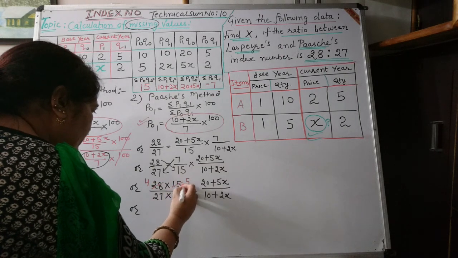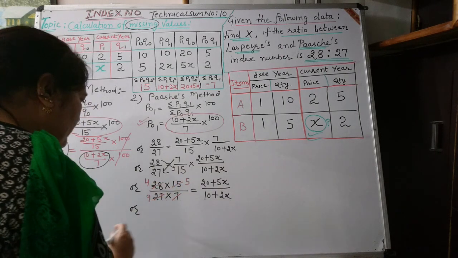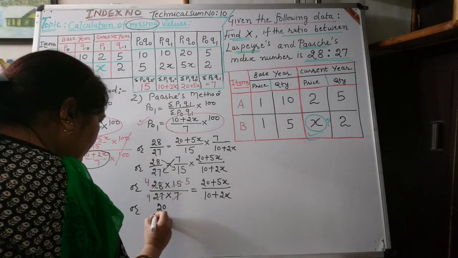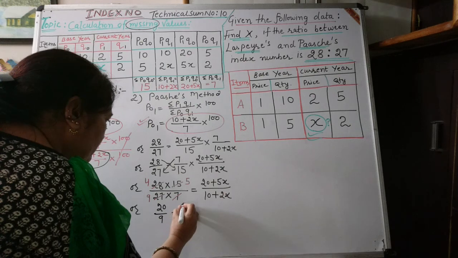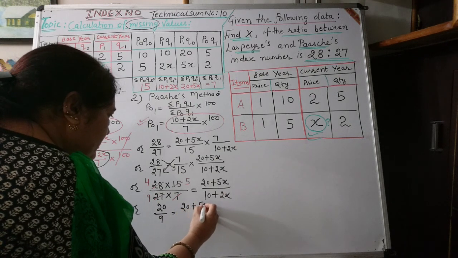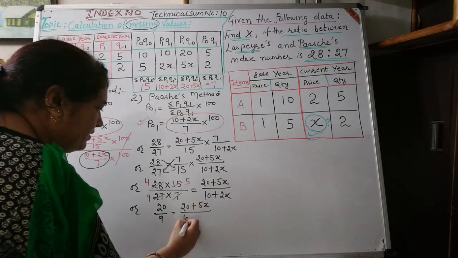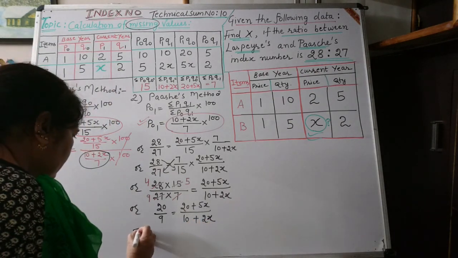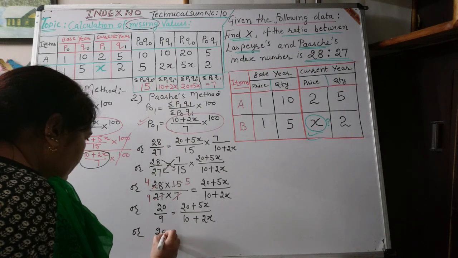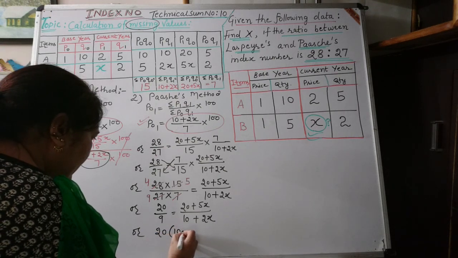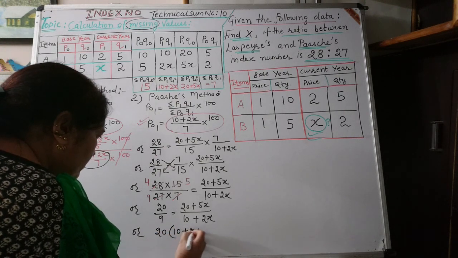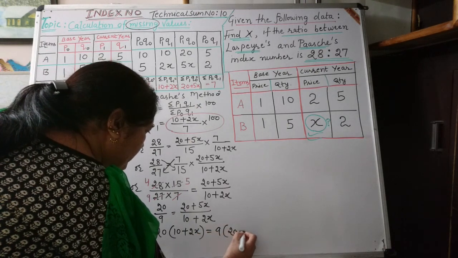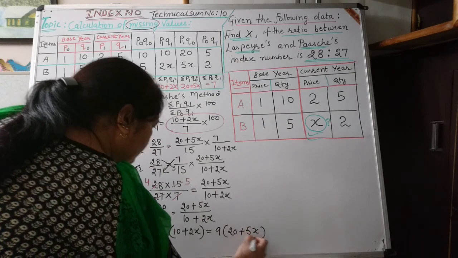Here 7 4s are 28, 3 5s are 15, 3 9s are 27. So the calculation will be 20 divided by 9 is equal to 20 plus 5x divided by 10 plus 2x, or 20 multiplied by 10 plus 2x is equal to 9 multiplied by 20 plus 5x.